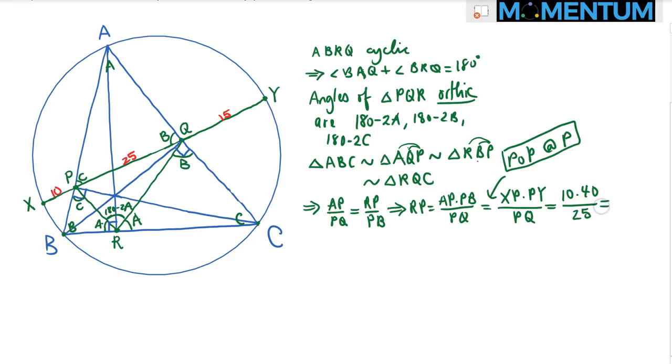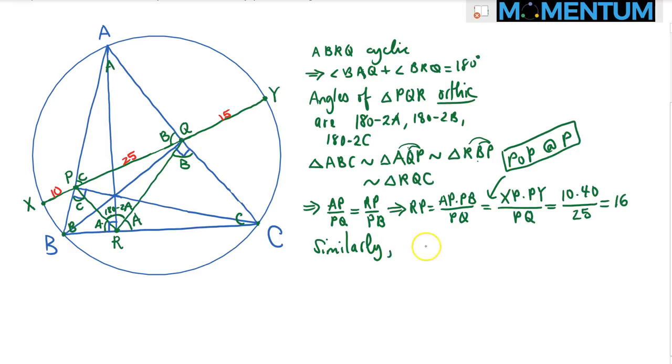So we have the length RP, which is, I believe, 400 over 25, which is 16. Okay, so by the same token, you can easily also calculate RQ as well. Similarly, RQ, well, obviously you will be using triangle, for instance, APQ and RQC this time.